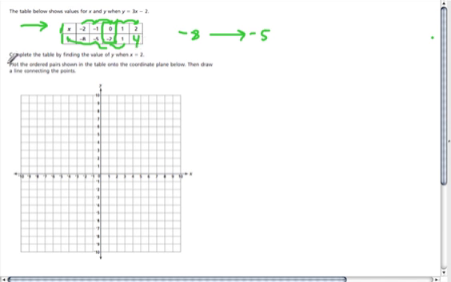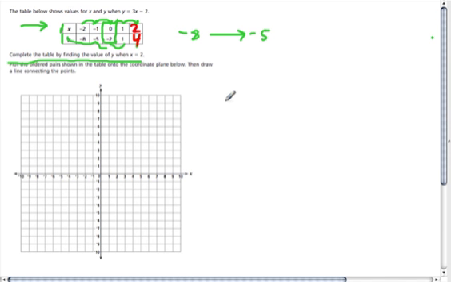And the way they phrase that is to complete the table by finding the value of y when x is 2. So that's just a way of saying when we have 2 in our x row, what does the y value equal? So y is 4 when x is 2. And then next it says plot the ordered pairs shown in the table onto the coordinate plane below. Draw a line connecting those points.